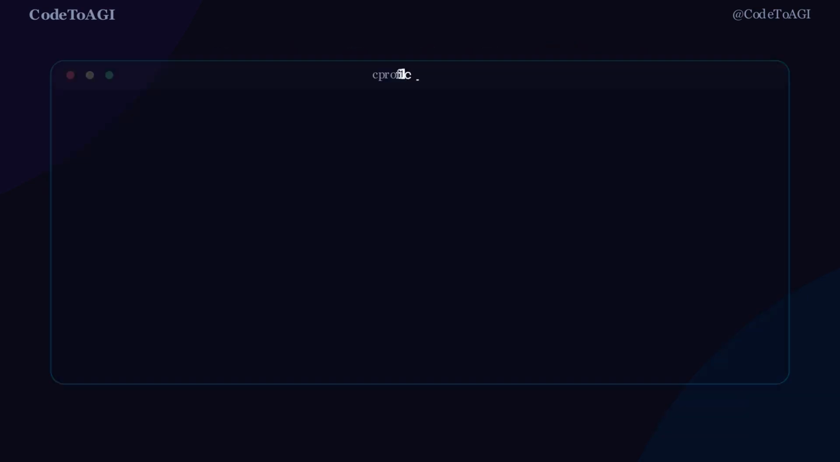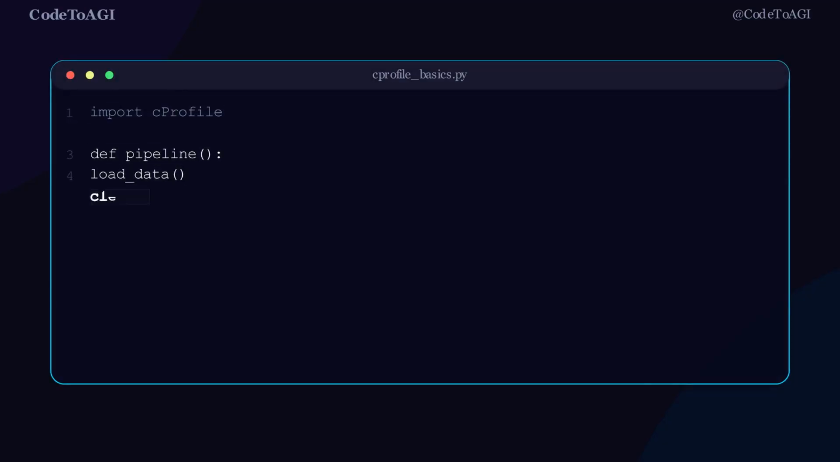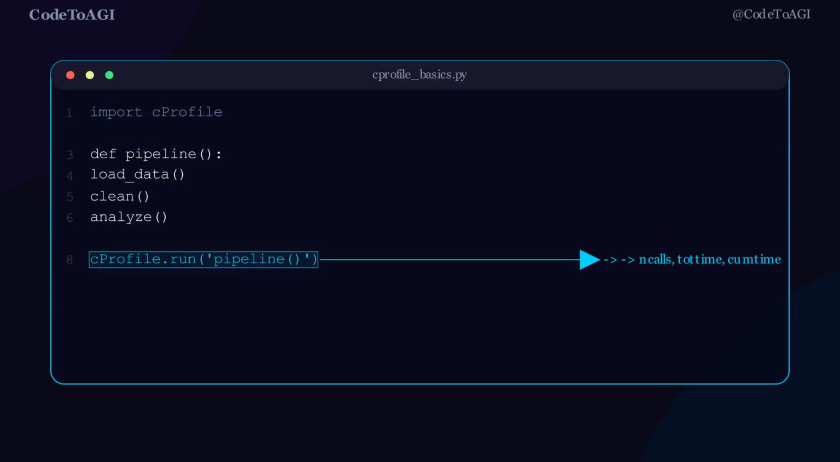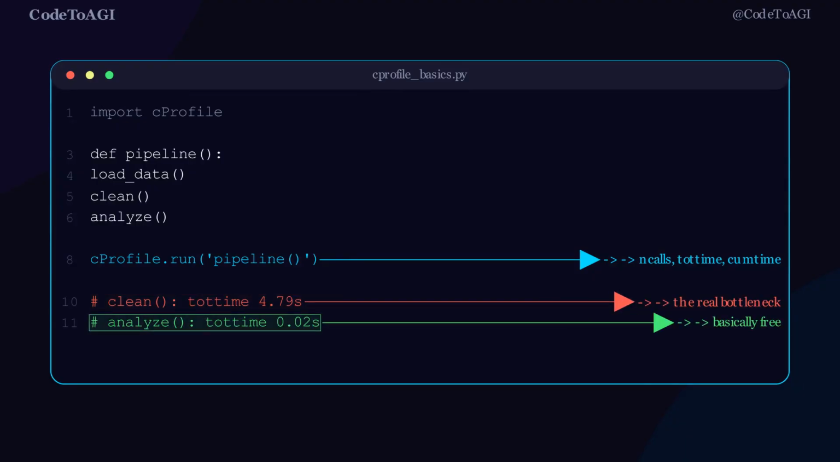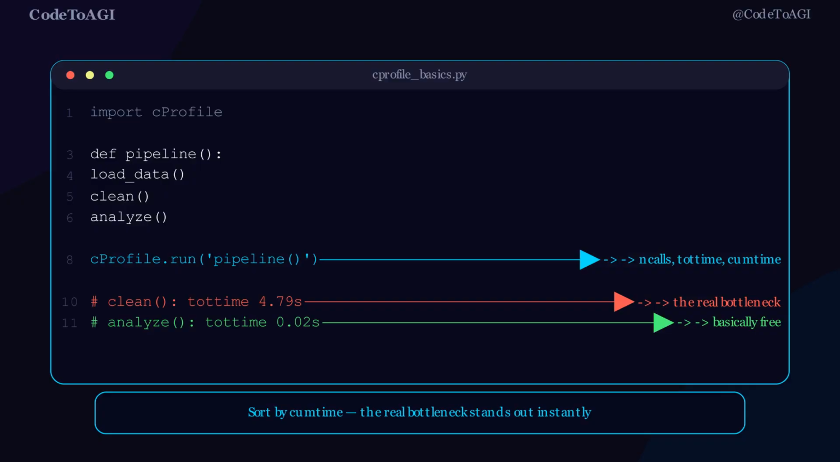cProfile breaks an entire program down, function by function. It tracks how many times each function ran. It tracks total time spent inside each one. Time includes the calls a function makes underneath it. Sort by time and the real bottleneck stands out instantly. One line, cProfile.run, and you finally know.